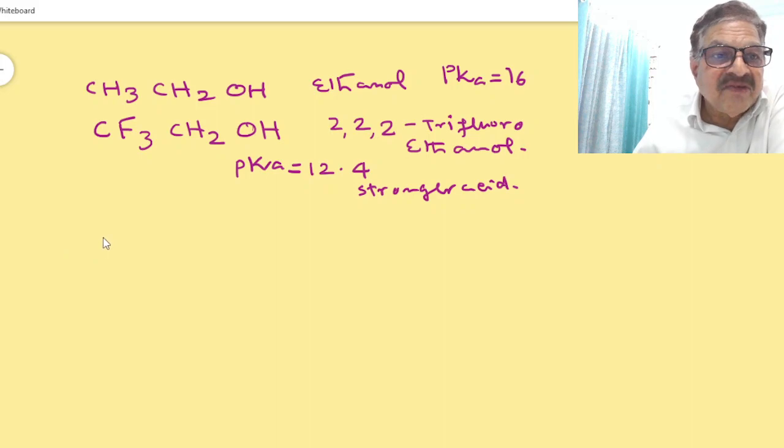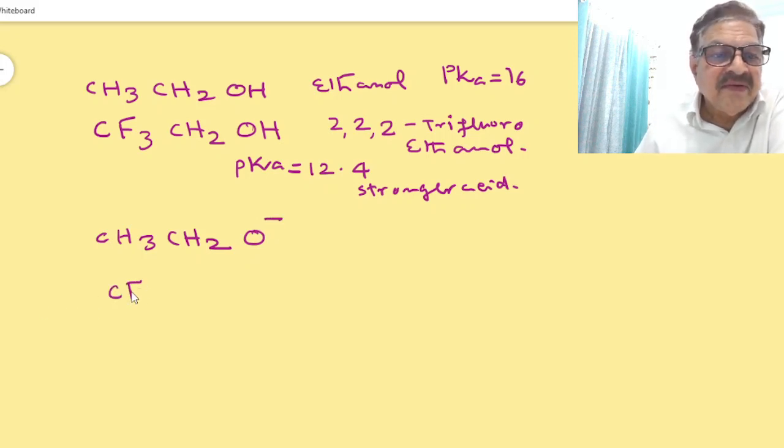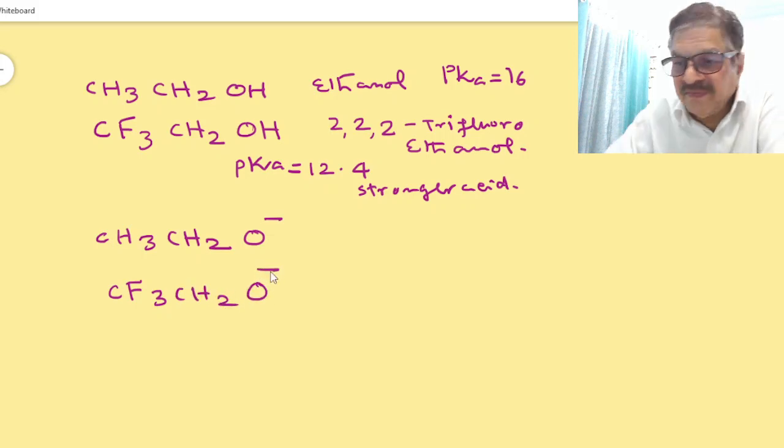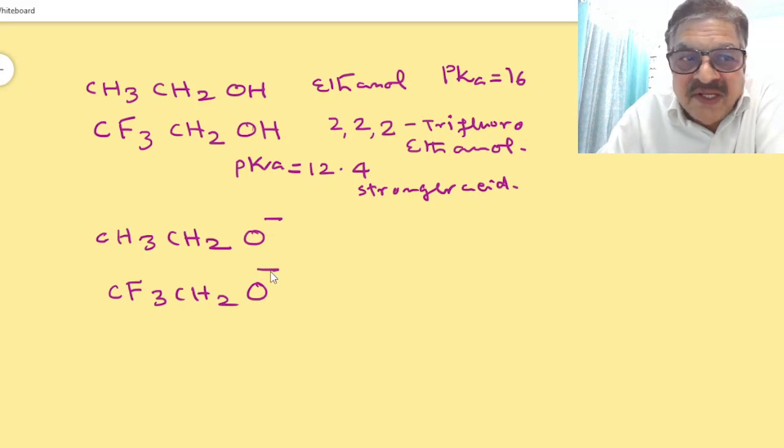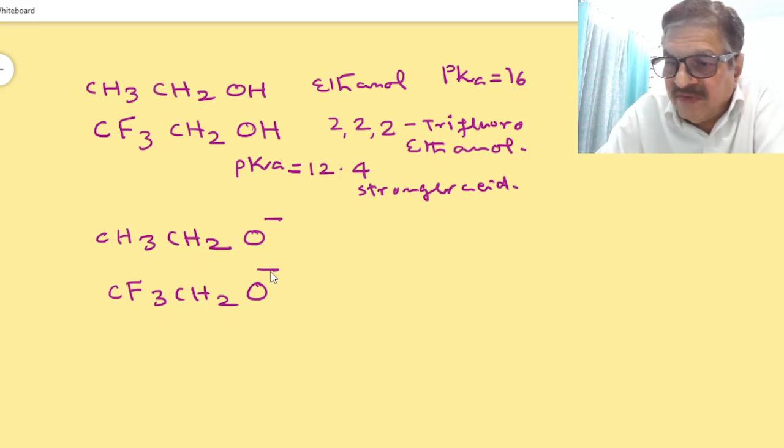Which are the conjugate bases here? So this is the conjugate base of ethanol, and this is the conjugate base of trifluoroethanol. Now in the first one, that is the ethoxide anion, CH3CH2O minus, the conjugate base of ethanol. Both bases have a negative charge on an electronegative oxygen atom.